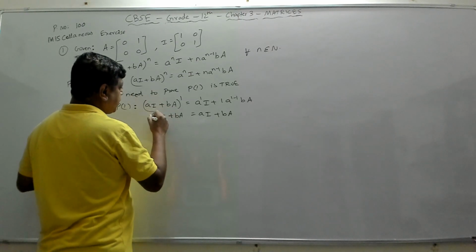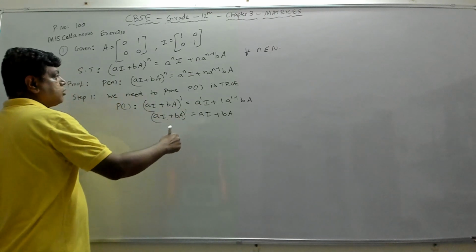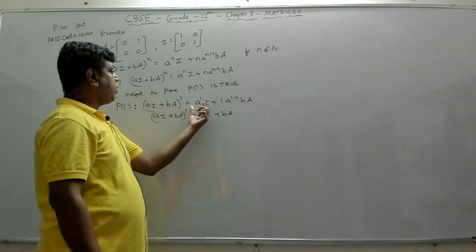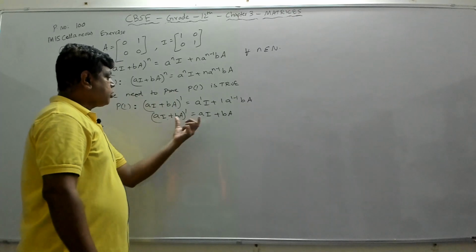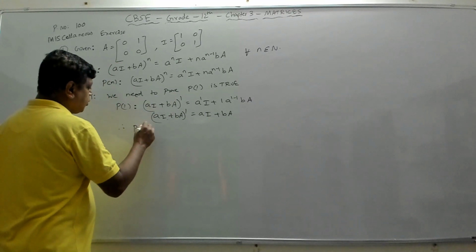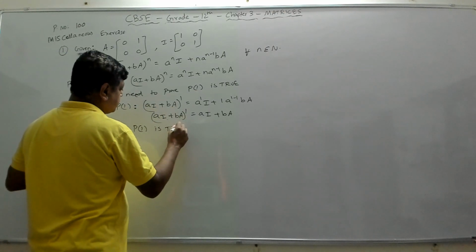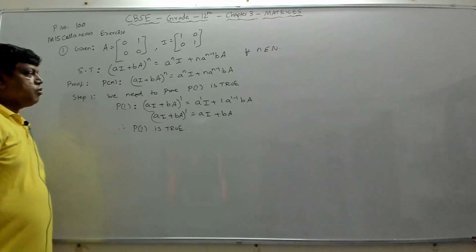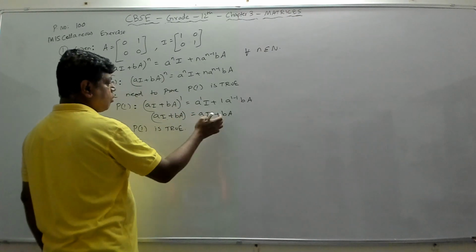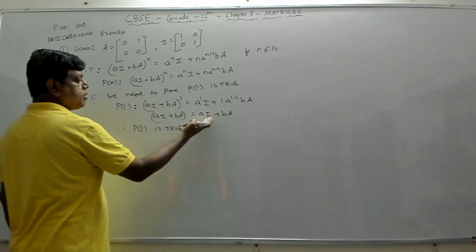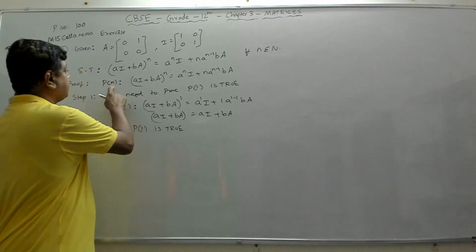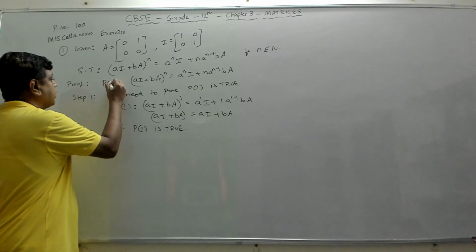So both are equal. When I put n is equal to 1 here, I am getting this, and both are matching. Therefore P of 1 is true because both are equal. I need not even put 1 here, this is always true: aI plus bA equals aI plus bA. Therefore this statement is true when n is equal to 1. This is P of n.